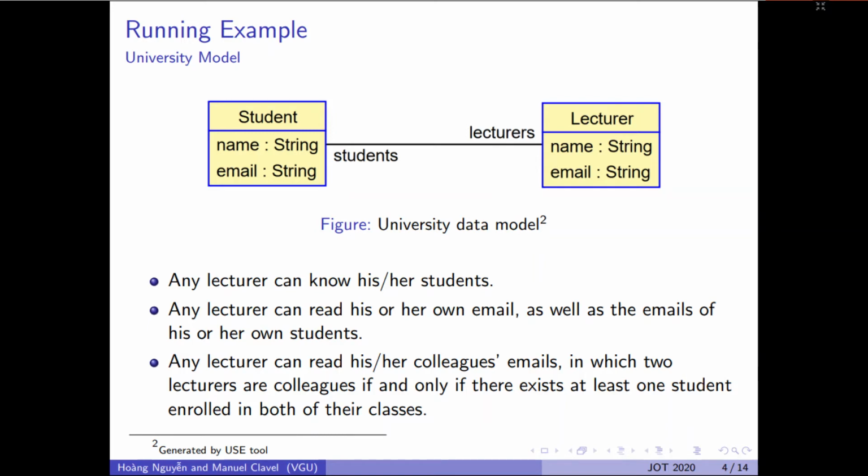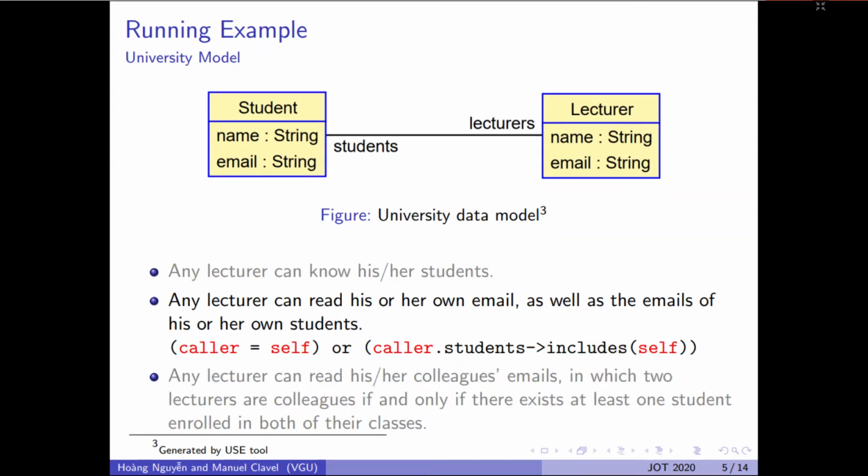Consider the following fine-grained access control policies. First, any lecturer can know his or her students. Second, any lecturer can read his or her own email, as well as the emails of his or her own students. Third, any lecturer can read his or her colleagues' emails, in which two lecturers are colleagues if and only if there exists at least one student enrolled in both of their classes. These authorizations can indeed be expressed in OCL.